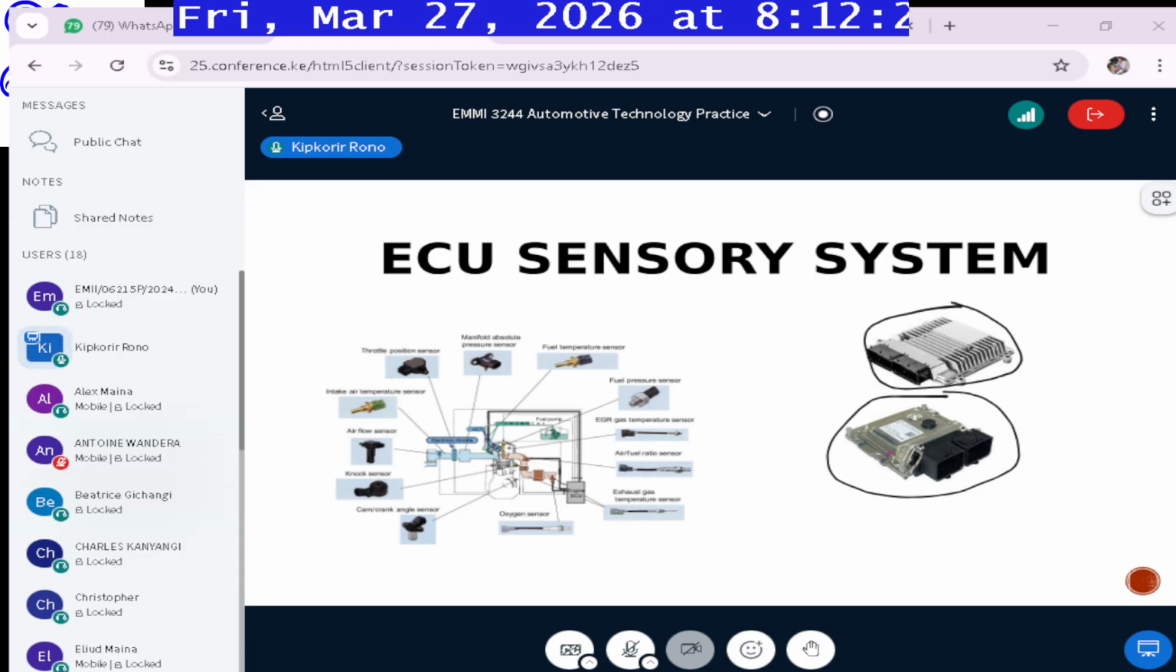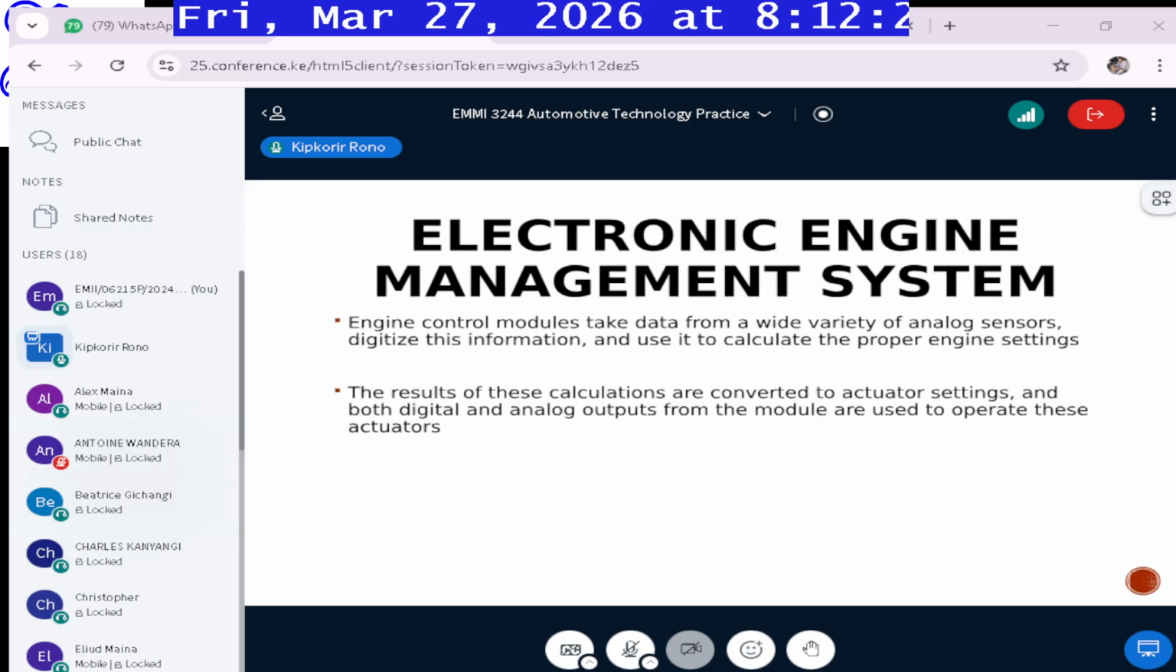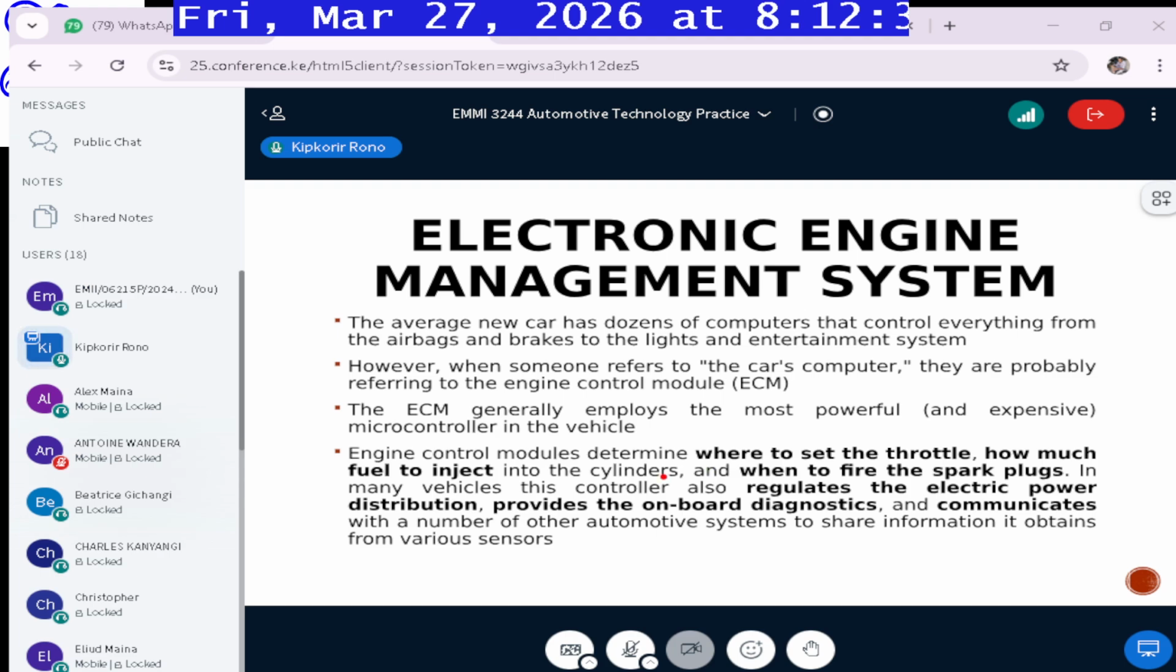So what you normally call the computer controls quite a number of things in the vehicles. I'm just going to talk about it very quickly. So for example, here, iko na microcontroller. You probably may have studied microcontrollers. A microcontroller is a very powerful device that consists of a lot of integrated circuits, and it is used to control a number of processes.